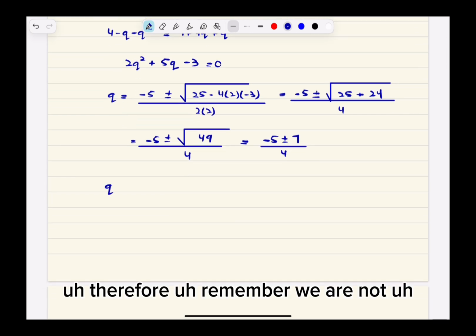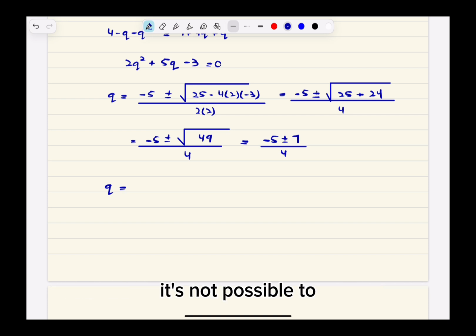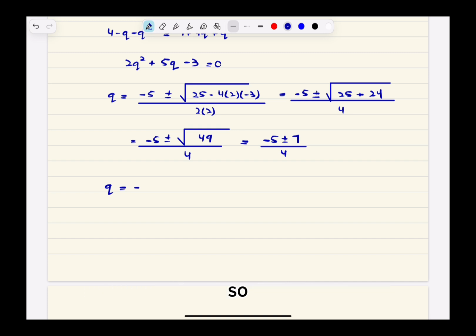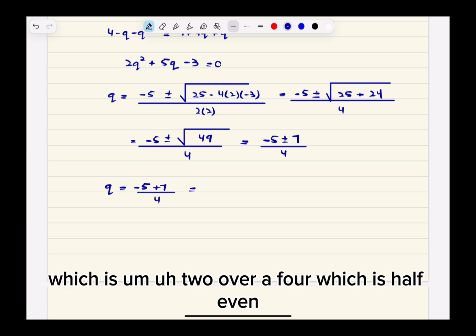Therefore, remember, we are not allowed to have negative quantities, right? It's not possible to sell a negative quantity of any good. So the only viable solution is minus 5 plus 7 over 4, which is 2 over 4, which is half.